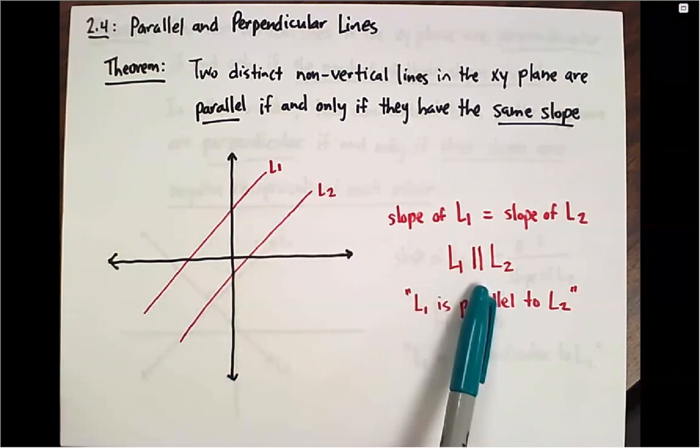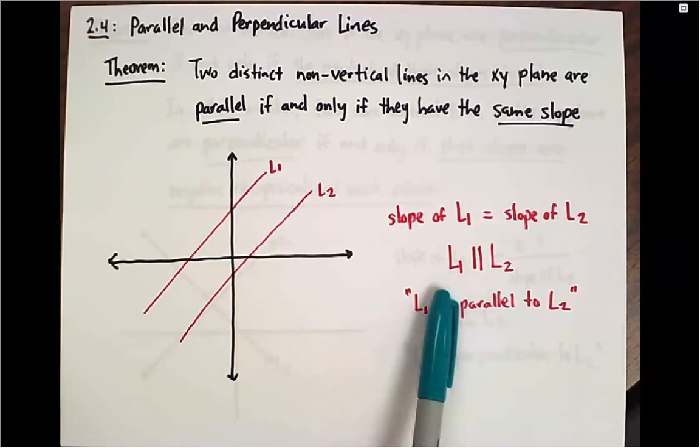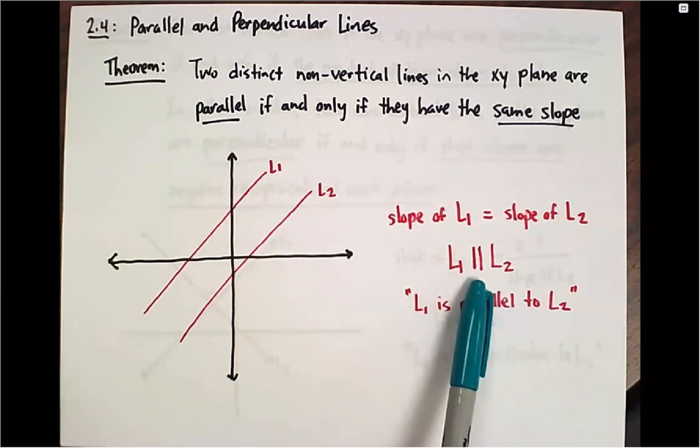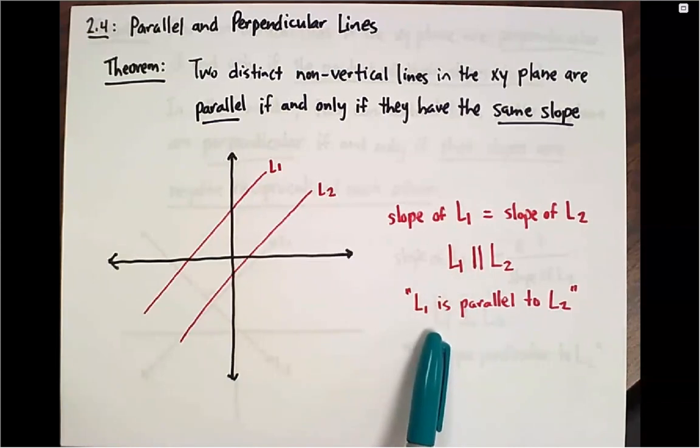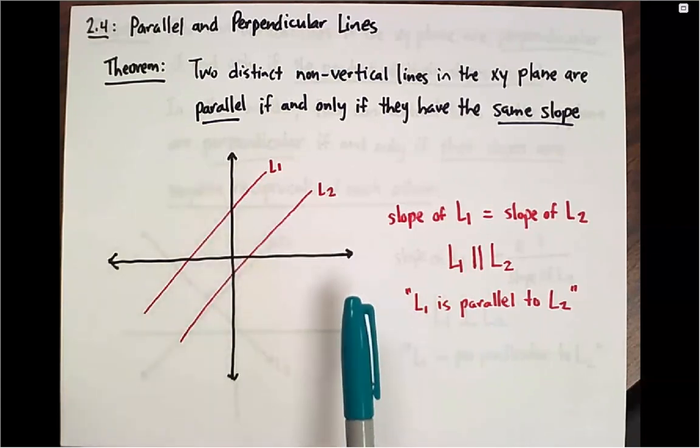We have a notation that we use to denote parallel. It's 2 straight up and down lines between the L1 and the L2. If you see this, you read it as L1 is parallel to L2. But 2 lines are parallel if and only if they have the same slope. That's the definition of parallel lines.